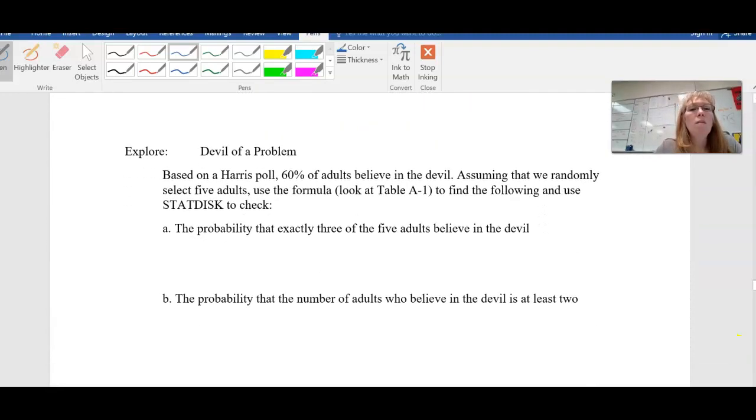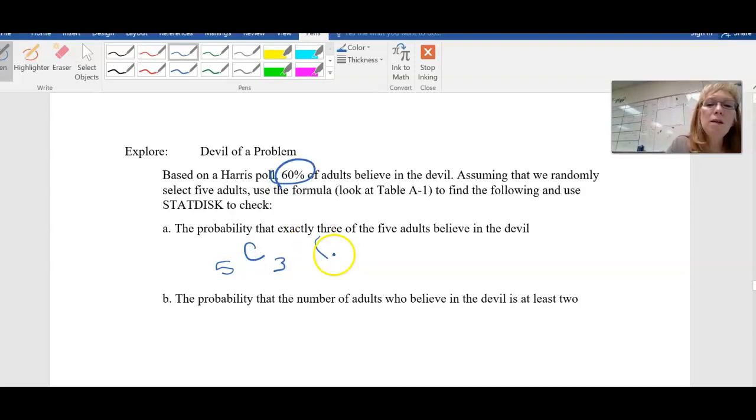All right, your turn. It's called the devil problem. I hope you do well with this. Pause and give it a shot. It should work on your calculator this time. So 5 was your total. You wanted to choose 3 of the adults. You have a 60% chance that they believe in the devil, and I want to know that 3 of them believe. That means I have a 40% chance that 2 of them do not believe. Type that in. You should get 0.3456.